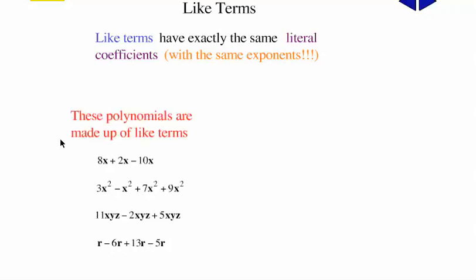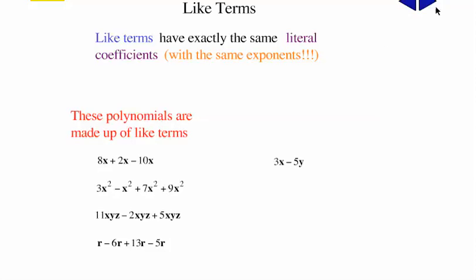Okay, these polynomials are made up of like terms. I'm not saying that the x squareds are like terms with x's. They're not. But the x's are like terms with x's. The x squareds are like terms with x squareds. The xyz's are like terms with xyz's, and so on.